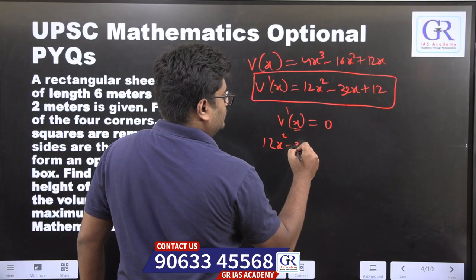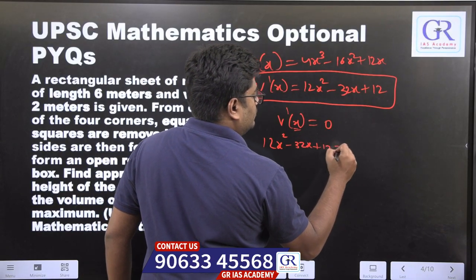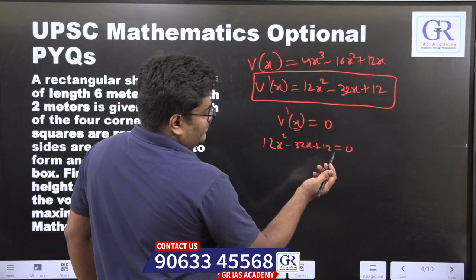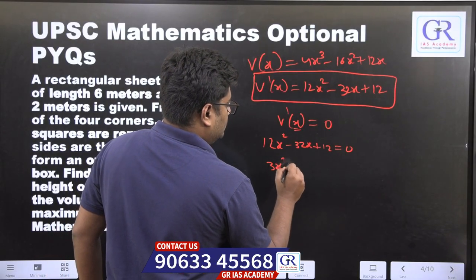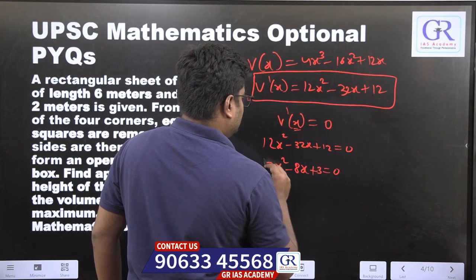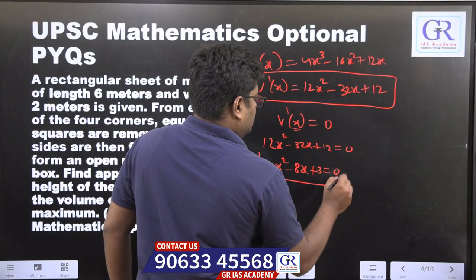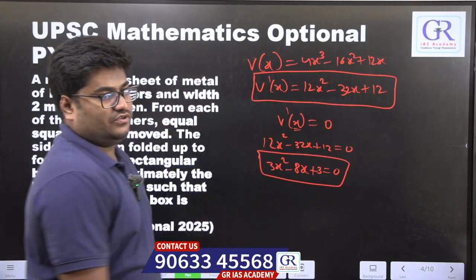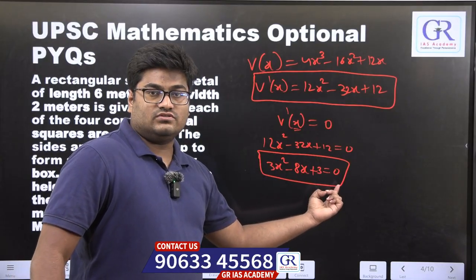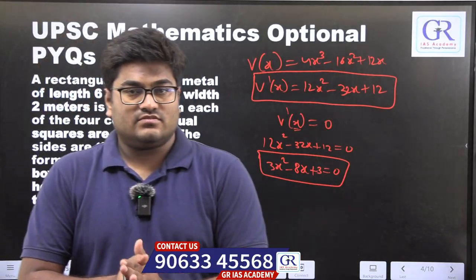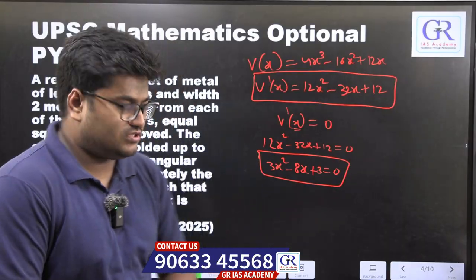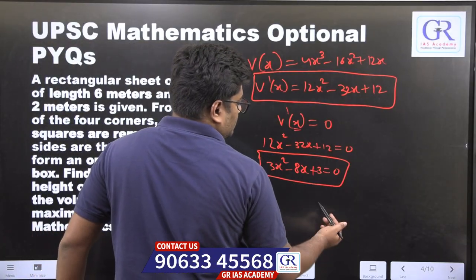12x square minus 32x plus 12 equals 0. So let's remove the common factor. What do we get? Common factor is 4, right? So 3x square minus 8x plus 3 equals 0. This is a quadratic equation we got from the first derivative. Why are we calculating it equal to 0? Because the function has its maximum or its minimum, those are critical points, when the first derivative is equal to 0. Okay, so that is the theorem.